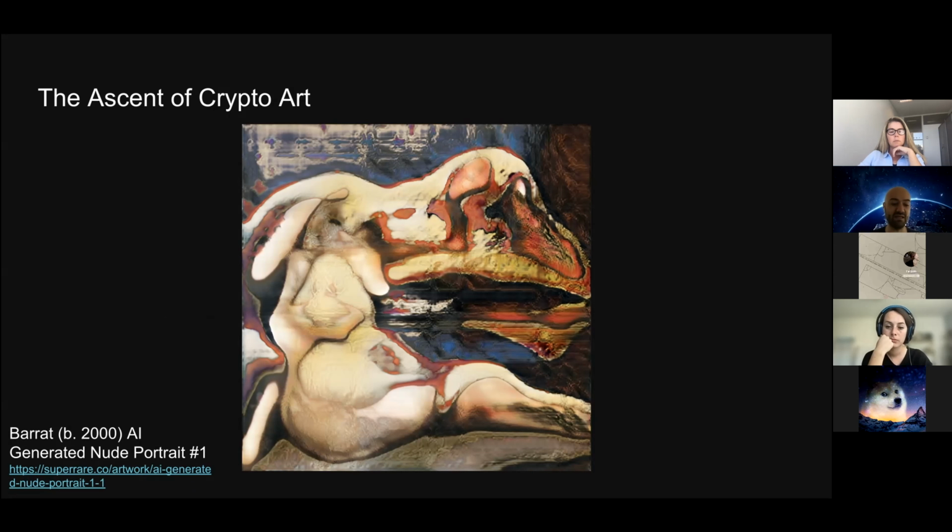For example, AI-generated art is an important category there. Here you have an example from Robbie Barra, and his AI-generated nude portrait #1 is actually one of the most valuable crypto artworks on the market at the moment. So we have high market potential.